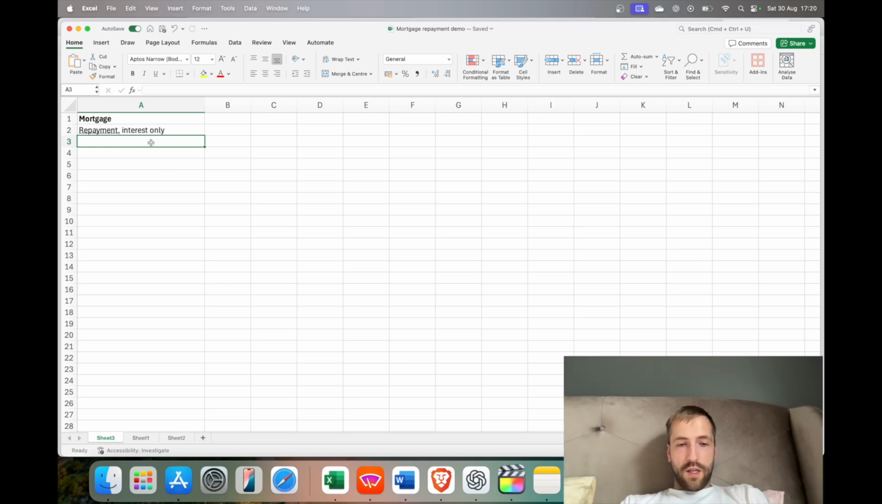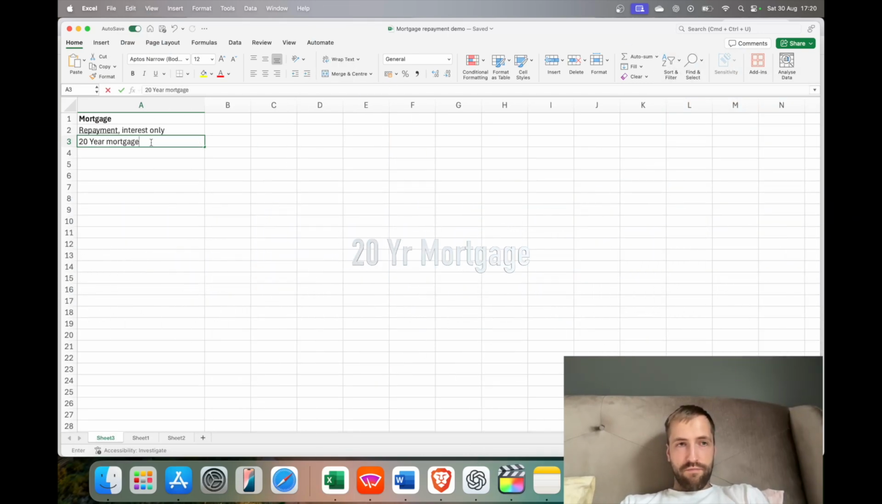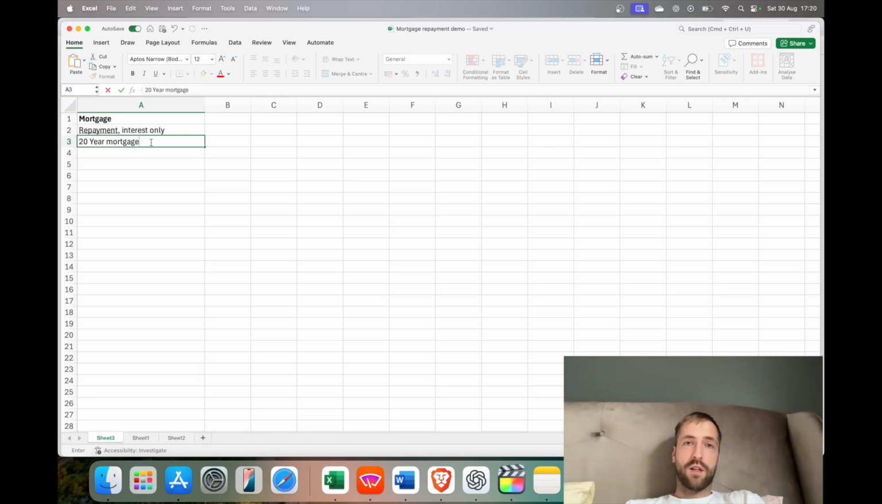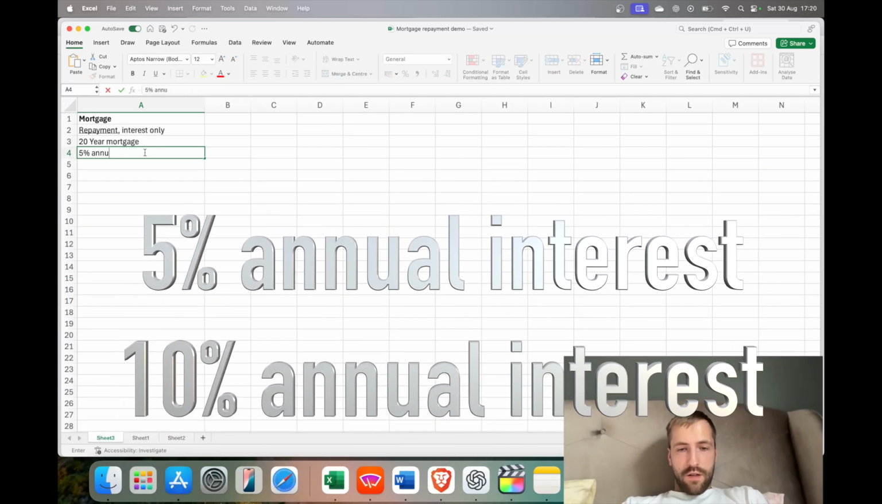I want to take a normal 20-year mortgage. That's a normal amount of time. People usually take them at different ages, but usually when they're quite young. And a lot of the time, if it's not a crazy amount of mortgage, then you'll be looking at 20 to 25 years, most likely. For interest, I want to look at 5% annual interest, and I want to look at 10% annual interest.